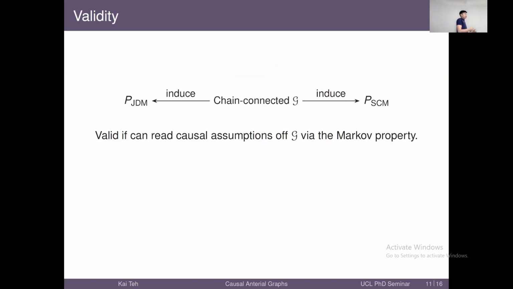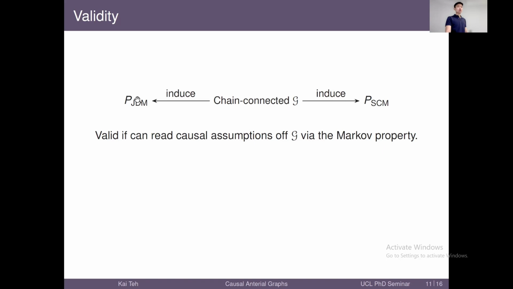So what I've talked about so far is how you get from a chain-connected anterior graph G to distributions, right? The first one is using the SCM interpretation that gives you P_SCM. The second one is using the joint dynamic model, JDM, interpretation to give you P_JDM. All right? But what good do we have if what we do is just some pretty pictures that don't mean anything, right? So that's where we need to show that it's valid. And it's valid if we can read off causal assumptions of the graph via the Markov property.